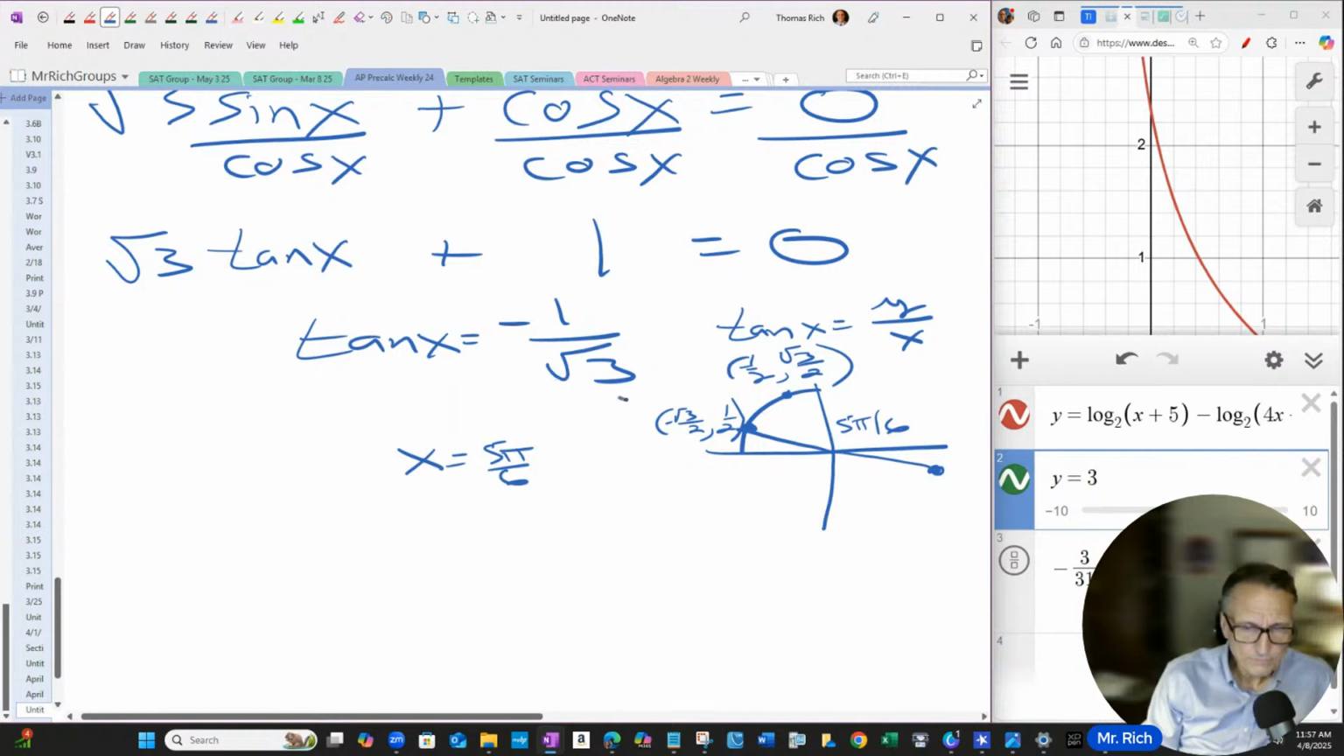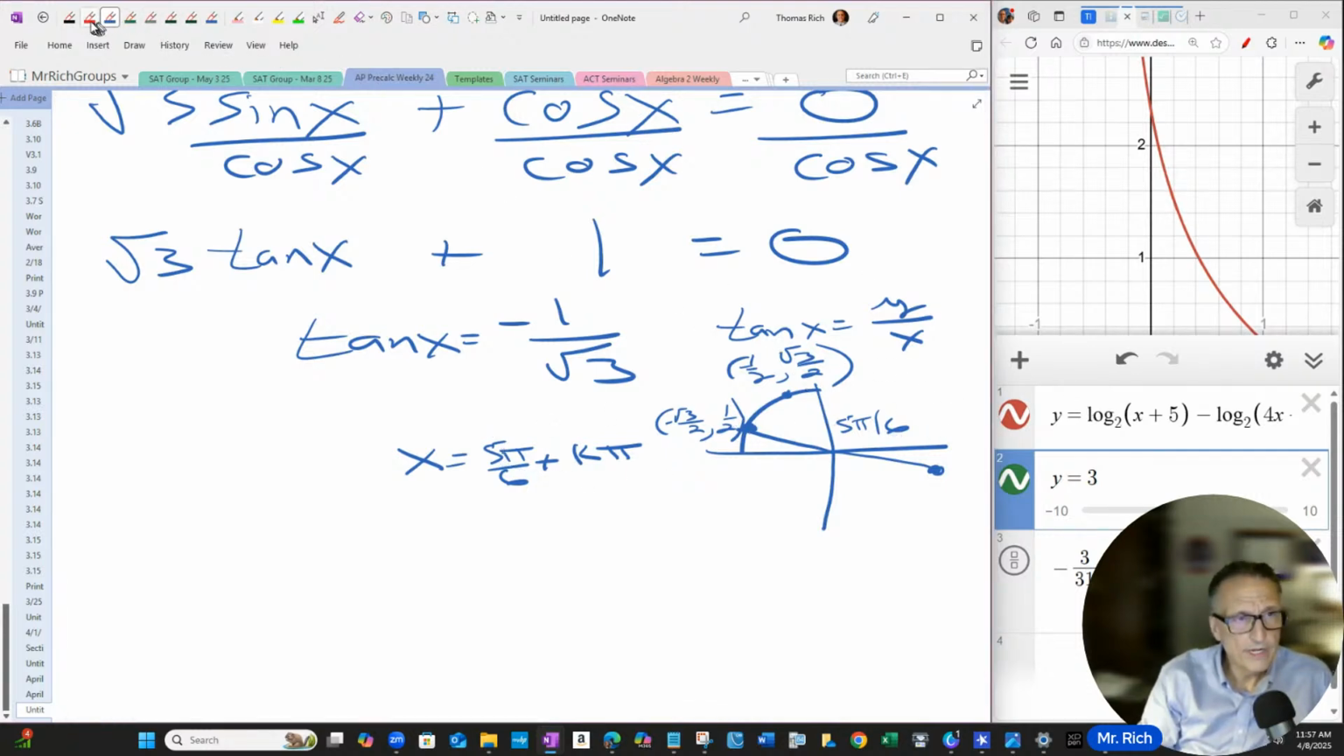But like I did in the previous problem, instead of listing that out, I'm just going to say that I just have to go out k times pi, and I will get all of the solutions to this, where k is any integer. So k could be 1 pi, 2 pi, 3 pi. Every time you add a multiple of pi to 5 pi over 6, you're going to get another solution to that equation, because these are the two solutions in the unit circle.